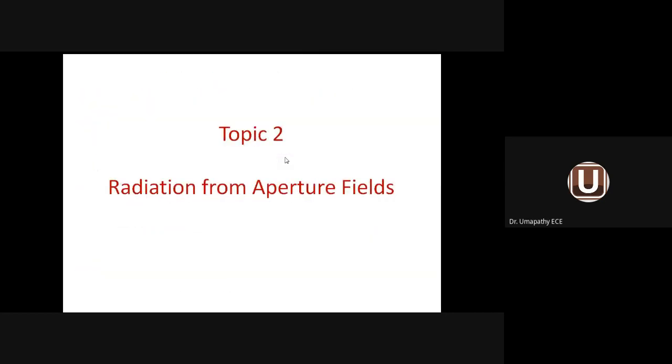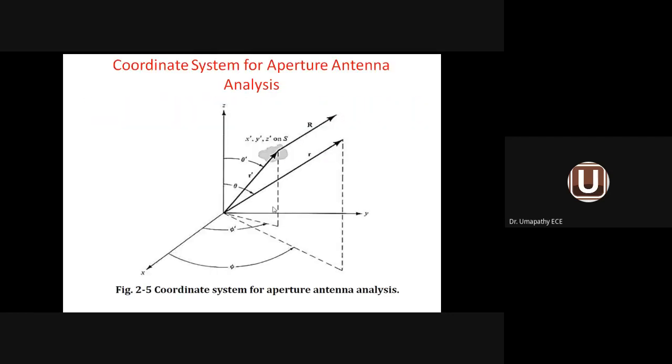Then we saw the radiation from aperture field. There is a spherical coordinate system. You imagine the antenna is available here. At this point, there is an opening or aperture. The spherical coordinate system x, y, z is there. But in addition to that, we are having one more coordinate system, x dash, y dash, z dash, with respect to the aperture opening of the antenna, with r, theta, phi. So in addition, r dash, theta dash, phi dash.